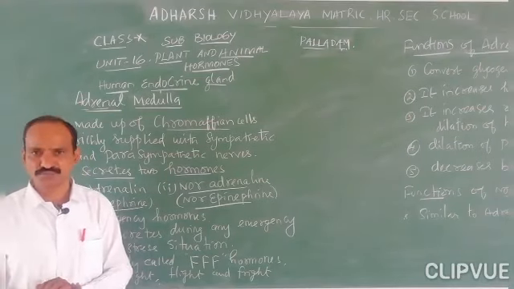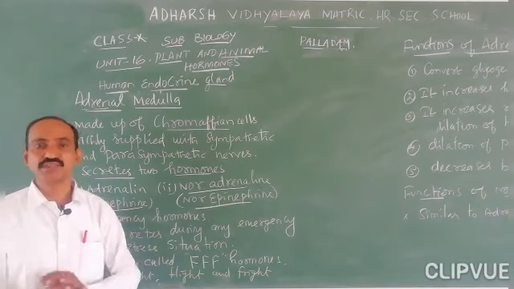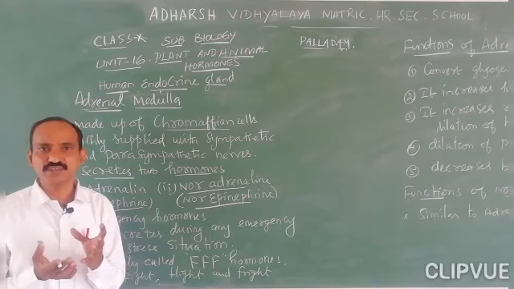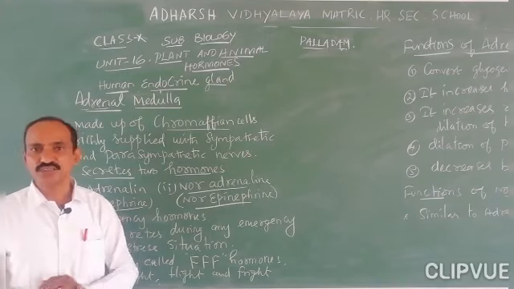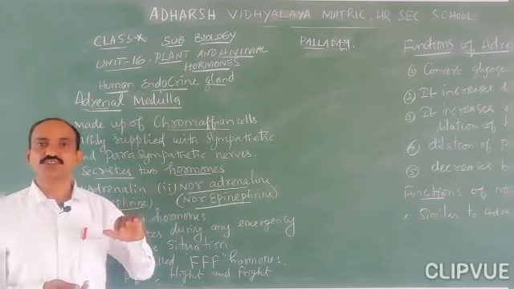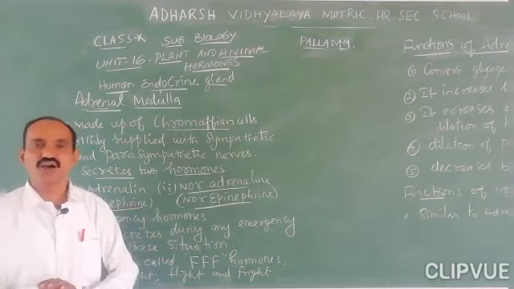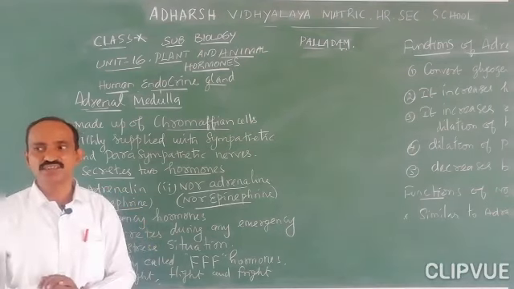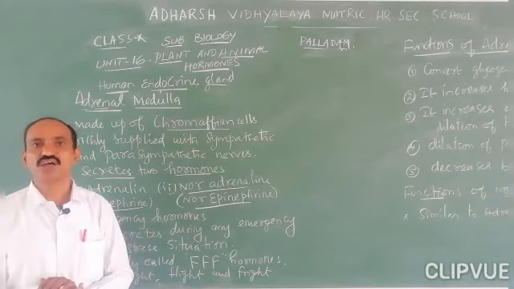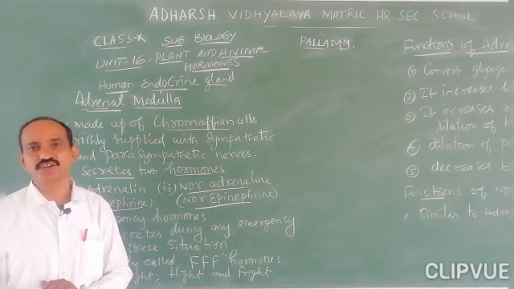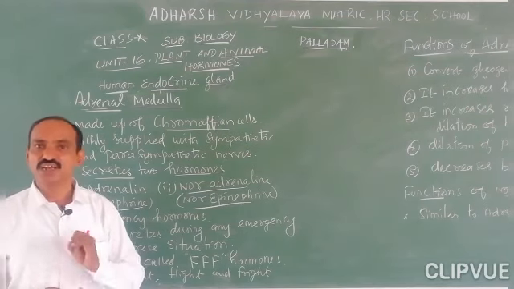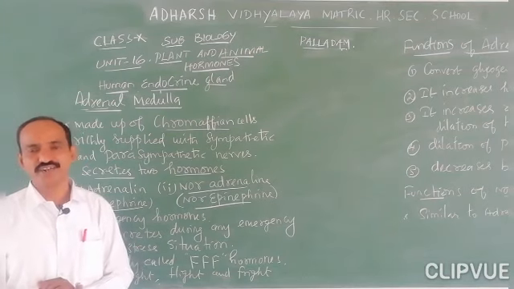For example, when the heartbeat and breathing rate go down, these hormones are suddenly secreted and stimulate an increase in the heartbeat rate and respiration rate. That is why this hormone is known as an emergency hormone. Important for 1 mark: name the emergency hormones, that is adrenaline and noradrenaline.